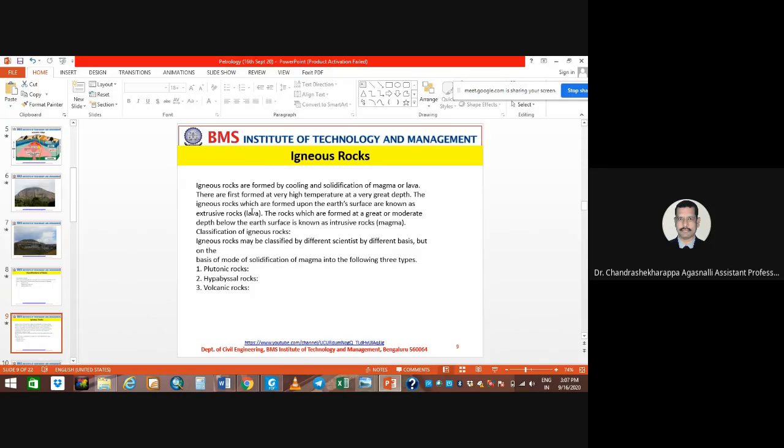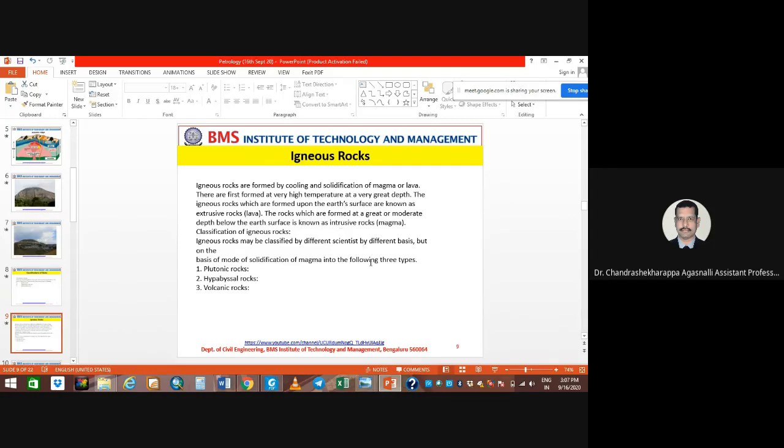As we discussed, igneous rocks are formed by the cooling and solidification of magma or lavas at very high temperature, and generally at a very great depth. Igneous rocks are formed due to activity upon the earth's surface, known as extrusive and intrusive.